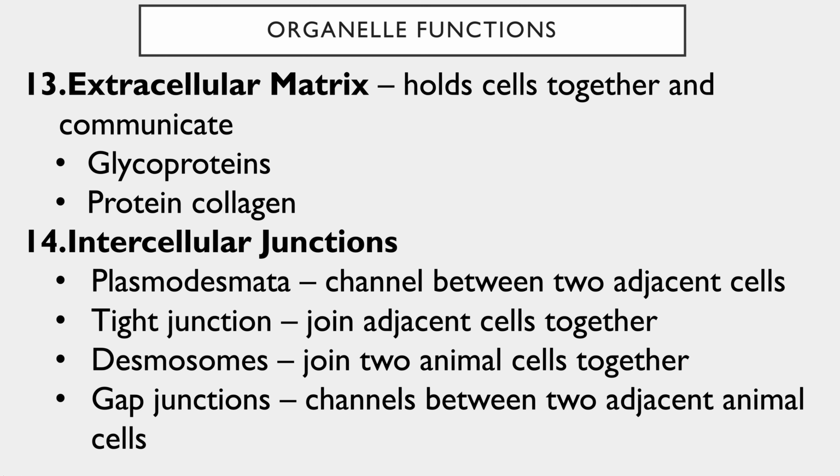And the last two major organelles are these things called the extracellular matrix. This essentially is not really an organelle inside the cell, but instead it is made up of proteins and glycoproteins that essentially hold all of the cells together in a tissue structure and help with communication. And lastly, the intercellular junctions. These are essentially pathways in which cells will join together and sometimes will actually use communication between cells.